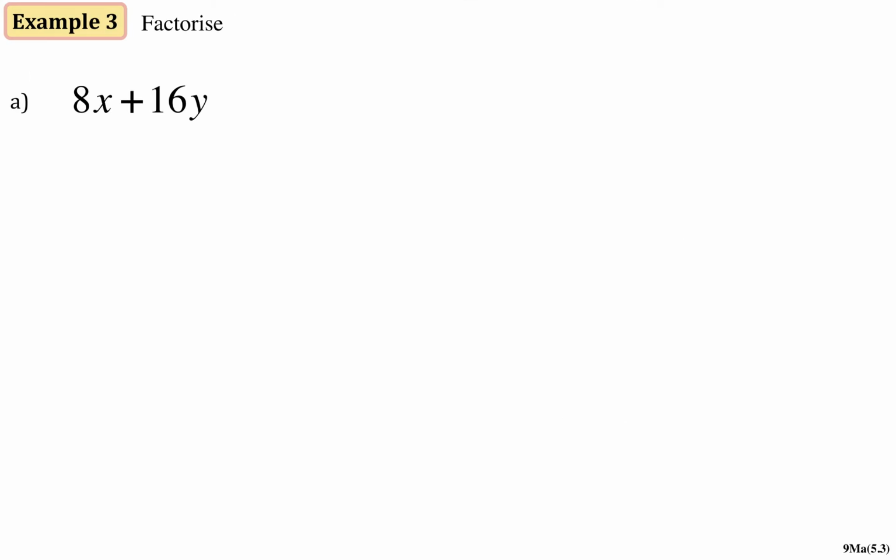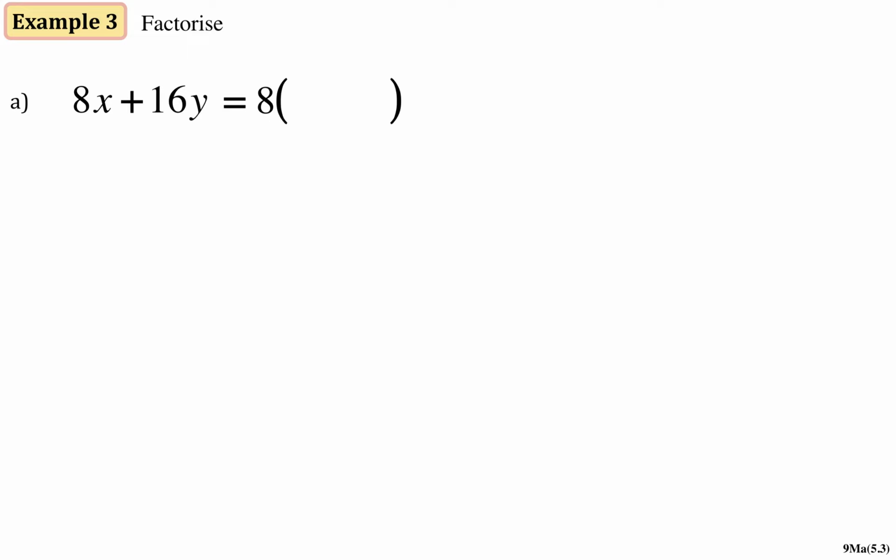Now we're going to get into some factorising questions where we need to put it into bracketed form. So this is where we're starting to get into the nitty-gritty. Let's focus on our number parts first, the 8 and the 16. What number goes into 8 that also goes into 16? The highest common factor of 8 and 16. Well, 8 divides into 8, and 8 goes into 16. So 8 is our highest common factor.